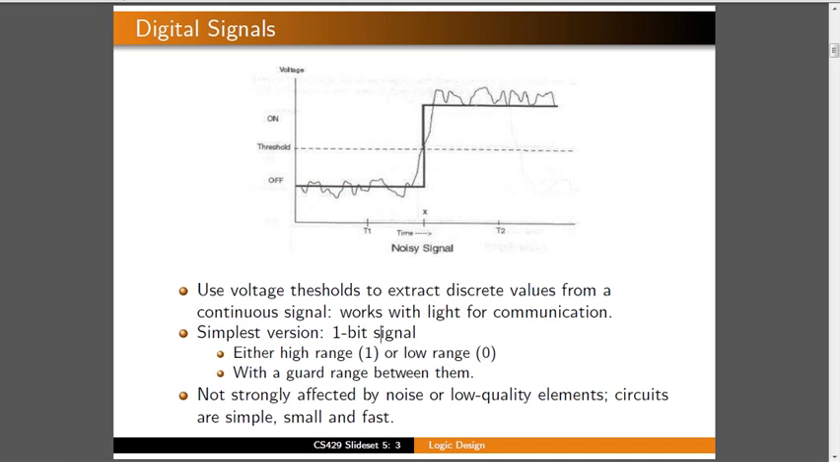Next it says the simplest version is a 1 bit signal. It can be either high range, that is 1, or low range, that is 0. It has two values: either it takes high range or it takes low range, so either 1 or 0. It is not strongly affected by noise or low quality elements. It is simple to use and fast to access.